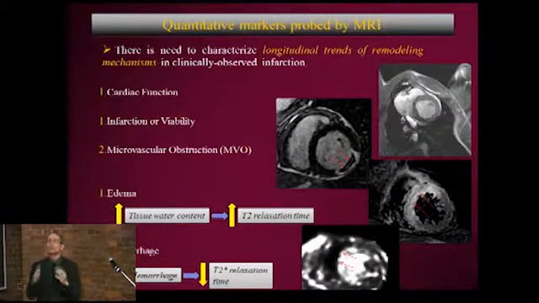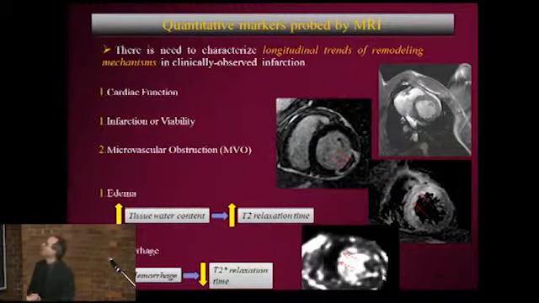MRI gives us this rich sense of what's going on in the tissue, and we can use that to look over time at how the tissue is evolving, how it's responding to the ischemic event, and how it's trying to repair itself in terms of managing the damage that's occurred due to the ischemic insult.